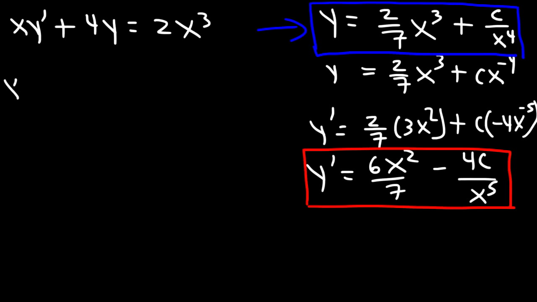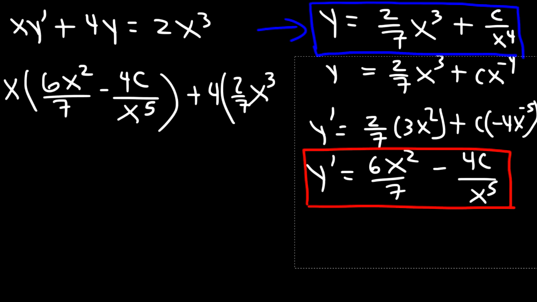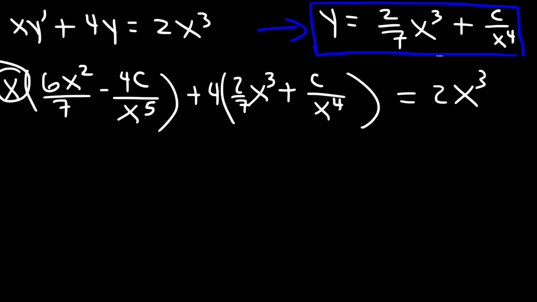So it's going to be x times 6x squared divided by 7 minus 4c divided by x to the 5th power, and then plus 4y, so 4 times 2 over 7 x cubed, and I'm running out of space, so let me just get rid of this stuff, plus c divided by x to the 4th, and all of that should equal 2x cubed. So let's begin by distributing x. So it's going to be 6x cubed over 7 minus 4c.